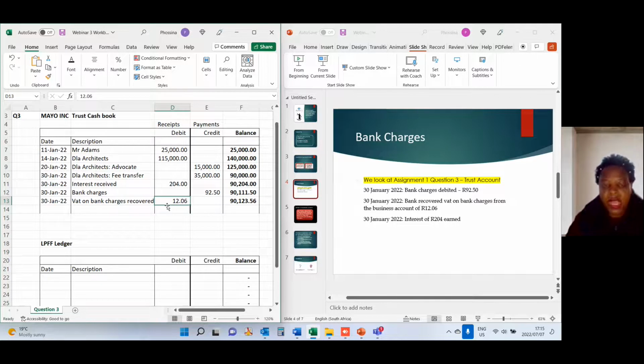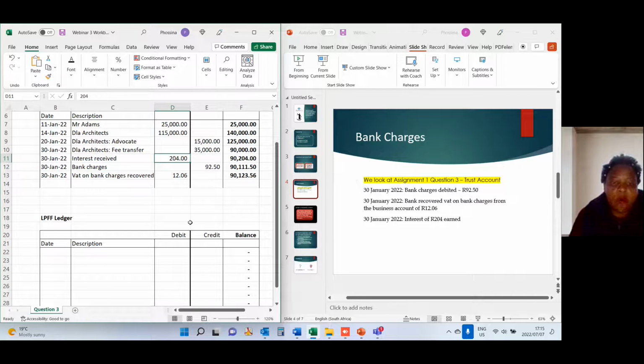This one is a payment. I'm going to put it on the credit side, which is the right side. So I have not presented in a T format, but I guess you understand even this format. So on 30 January, we received interest of 204.